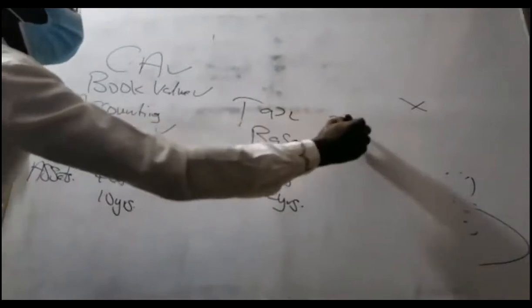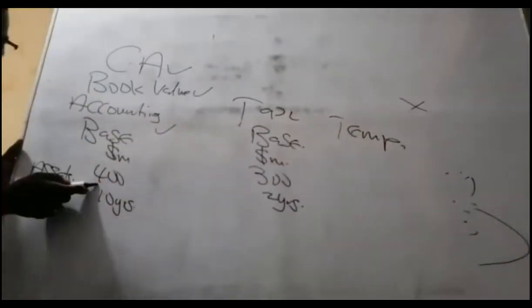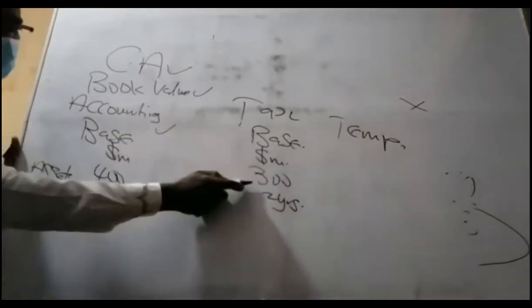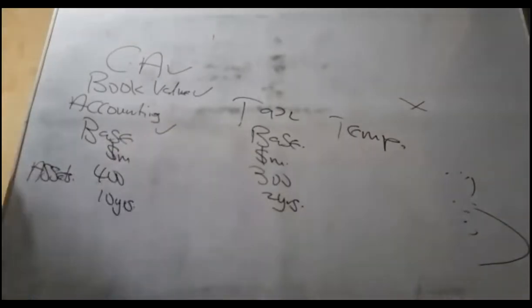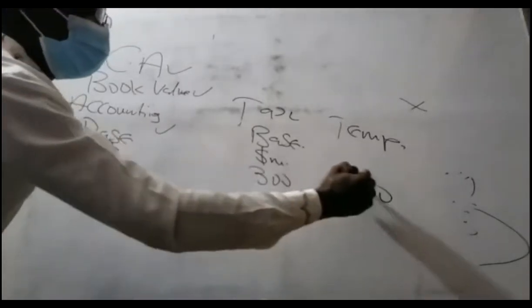Yes. So here let's record temporal difference. If the accountant is saying the value is 400, and the tax authority says the value is 300, what will be the temporal difference? That's all. So temporal difference is 100. That's all. Temporal difference is the difference between what the tax authority is saying and what the books are saying. Why? Because we are not using the same law or the same rule.